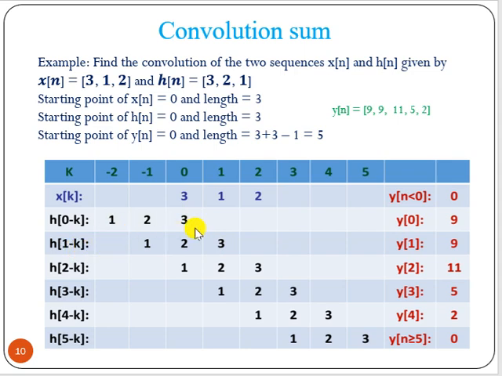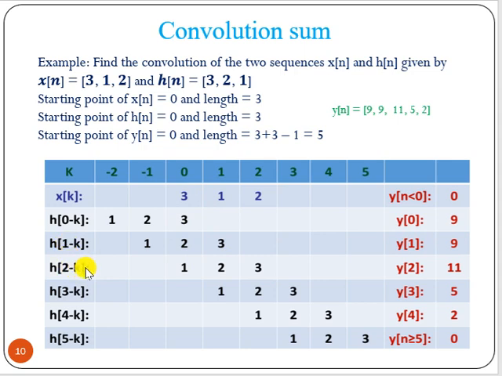So h of minus k is this one. If you add plus 1, this value goes to minus 2 plus 1, it goes to minus 1, minus 1 plus 1 goes to 0, 0 plus 1 goes to 1. So it is moving right hand side by 1 unit. Now if we have to multiply x of k with this h of 1 minus k, we have to multiply indices by indices. So for 0 indices, 3 into 2 is 6, 3 into 1 is 3, total summation 9.